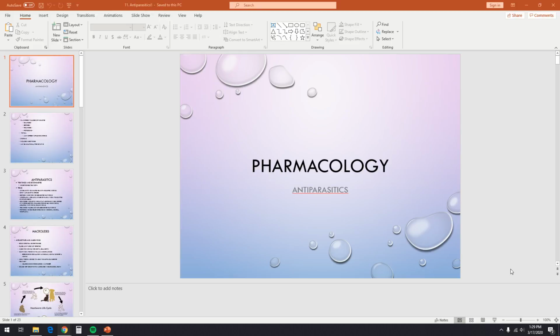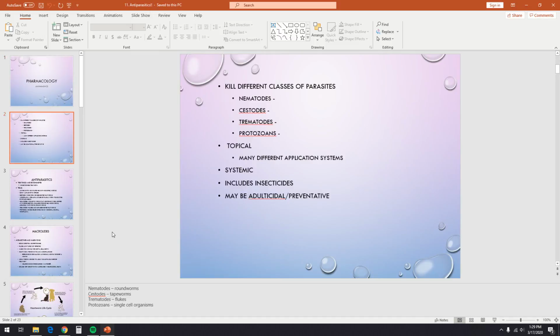All right, let's talk about pharmacology. So, first one we're going to talk about here is antiparasitics. These are going to eliminate parasites, whether they are internal, which is found inside the body, or external, which can be found outside the body.